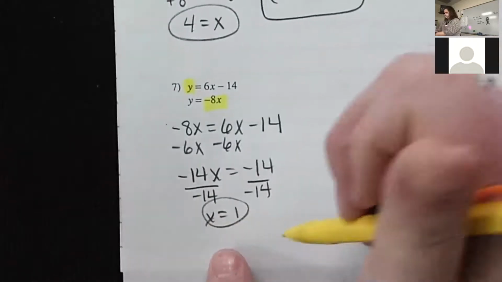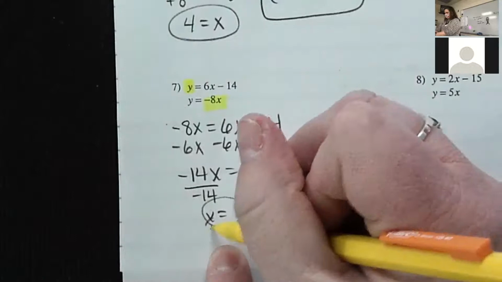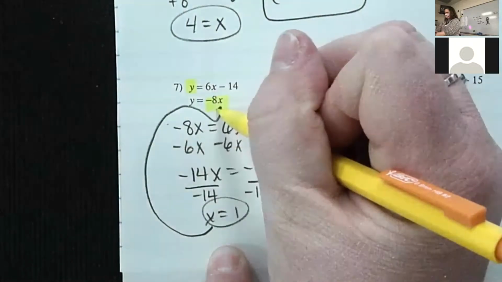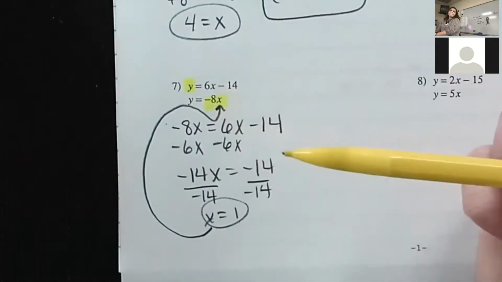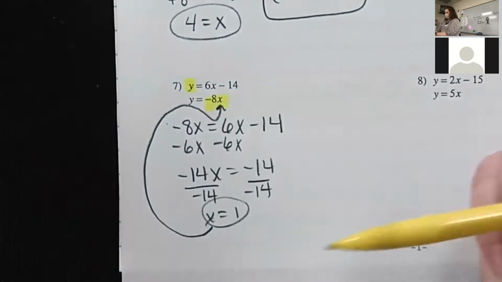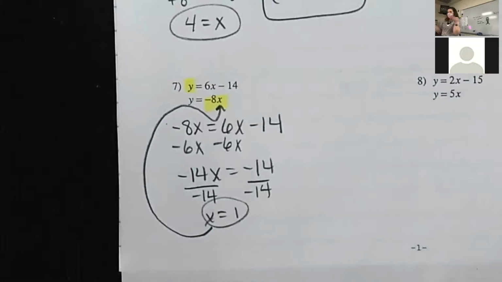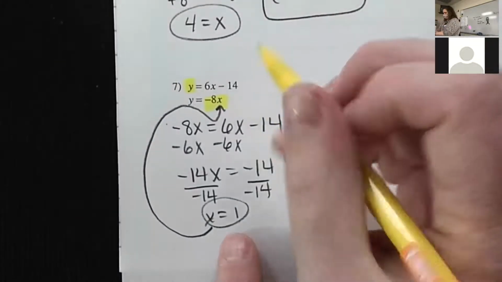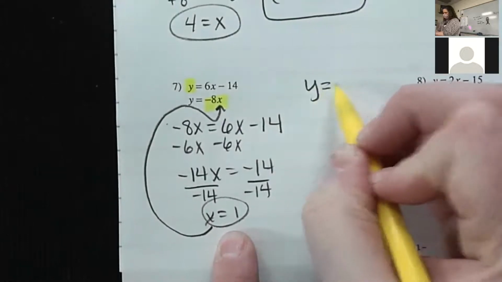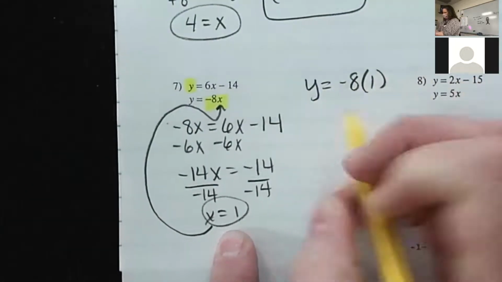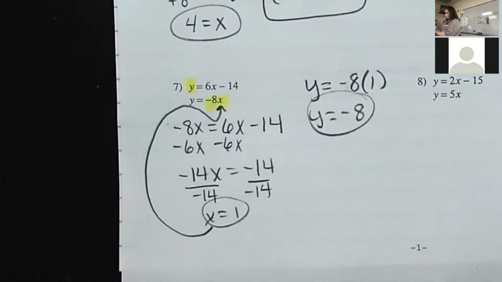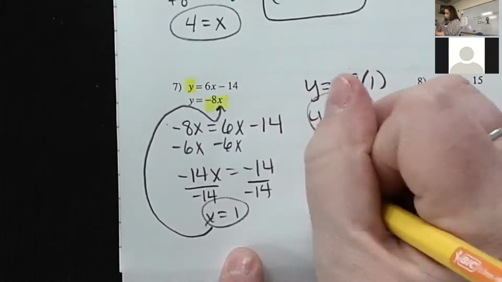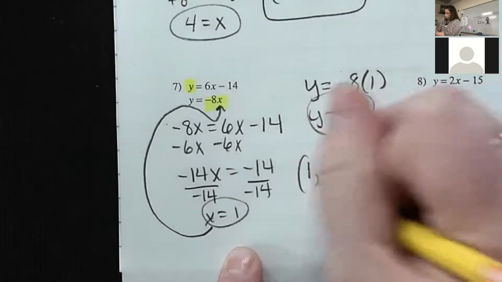Do I know what y is? Not yet. What I'm going to do is plug it into here because it looks easy. Here's the thing, guys. You can plug it into either one. You're going to get the same answer, because remember, those two lines are intersecting at that one point. That's what we're trying to find. So that's why they end up the same answer. Y equals negative 8 times 1. Well, what's negative 8 times 1? Negative 8. X comma y is 1 comma negative 8.